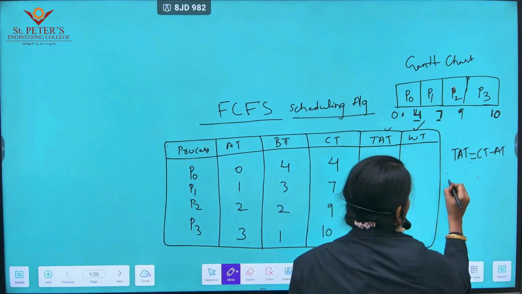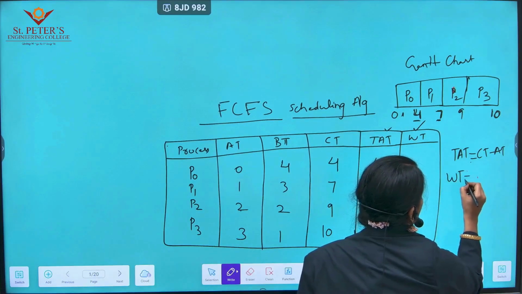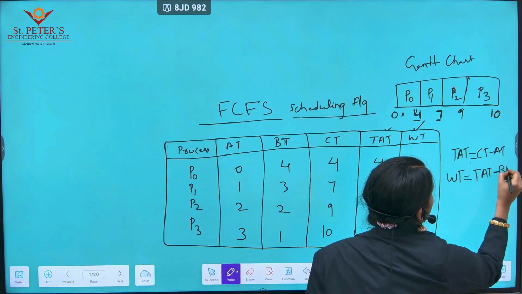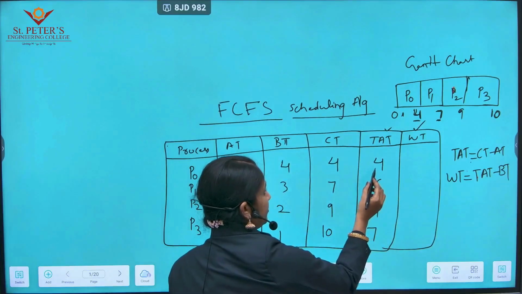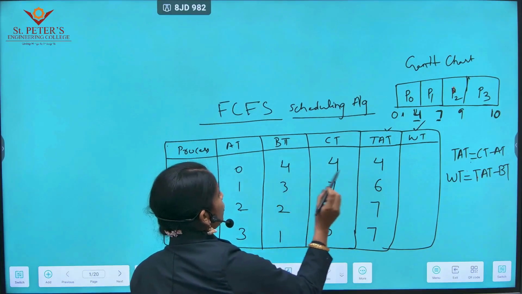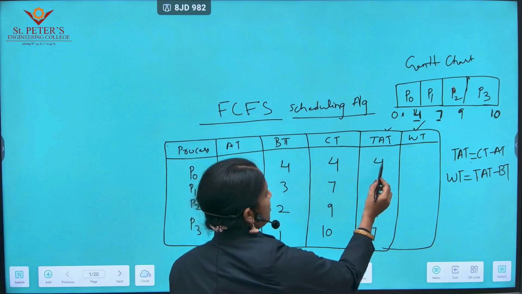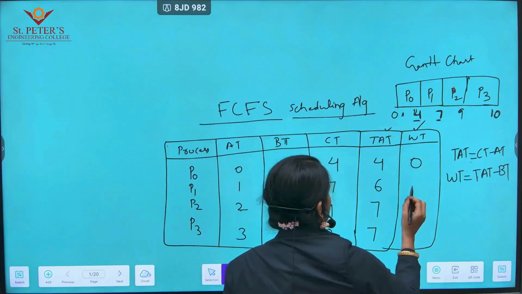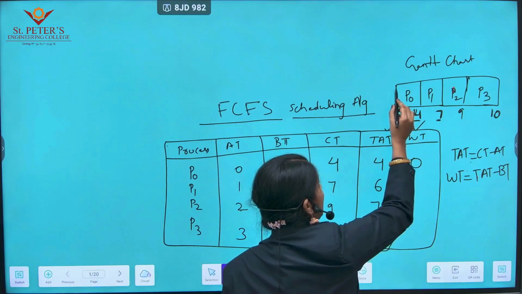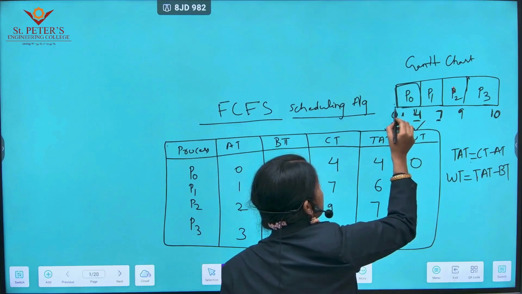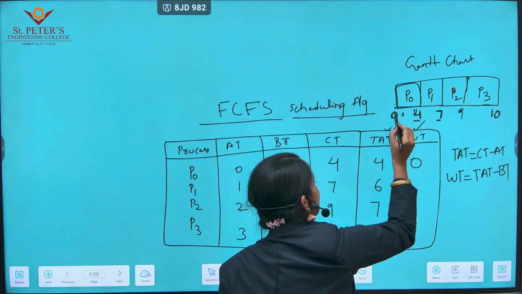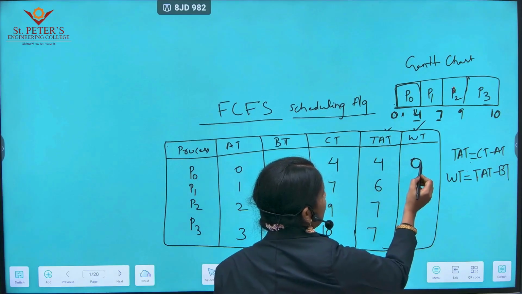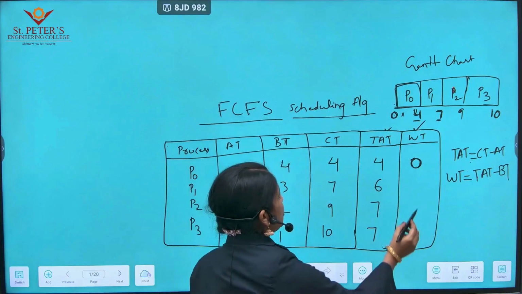Next waiting time. How to find out the waiting time: turnaround time minus burst time. So turnaround time we got, burst time is 4. Okay. P0 turnaround time is 4 and burst time is 4, that is 0 milliseconds. Yes, P0 has not waited for the CPU. Why? Because it came at 0 milliseconds. So here waiting time we got is 0.